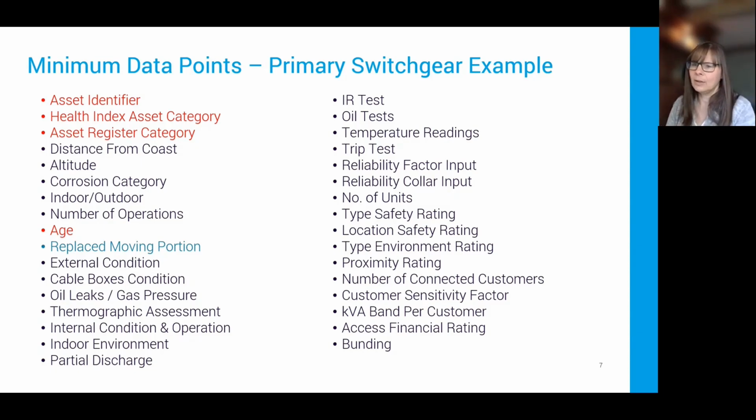Now, on this particular slide, because it's primary switchgear, I've also got replace moving portion in there. The reason for that is because I want to go on and talk about setting an expected life for an asset, and replace moving portion just fits into that. It's not an essential data point. You can get away with not having that, and you'll pick up a default for the asset register category in that case.